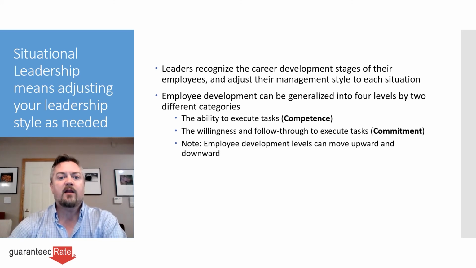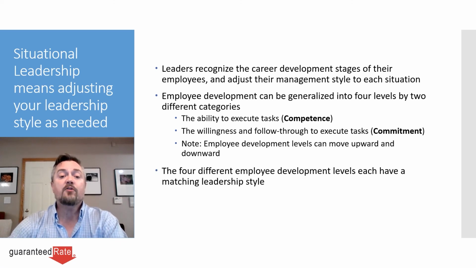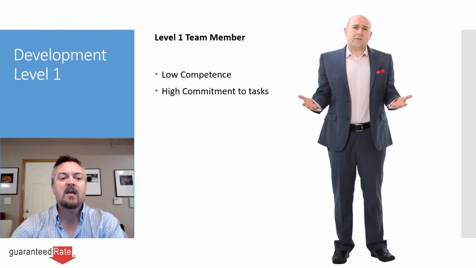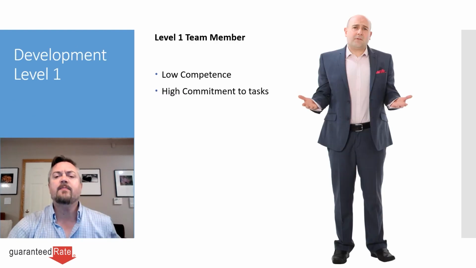I want to make a note here. Employee development levels can move upward and downward even within the same employee because of life events that might be happening to them. So that makes it even more important to pay attention to how your employees' competence and commitment levels currently are so that you can adjust your management style to them. Now, the 4 different employee development levels each have a matching leadership style, and we're going to talk about that during this presentation. So first, let's talk about the employee development levels.